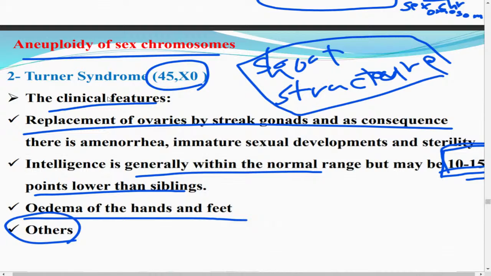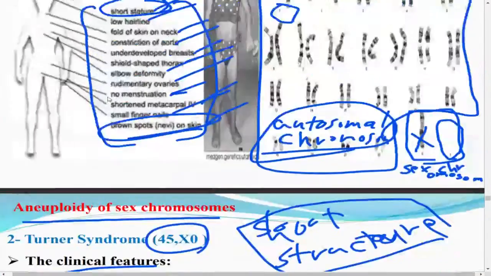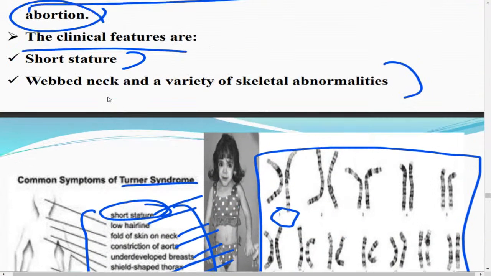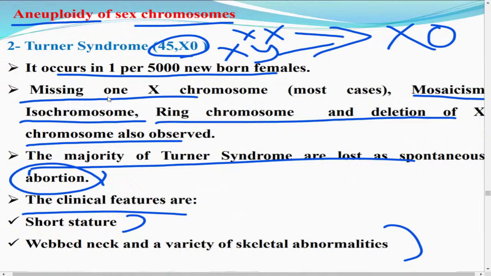This is an aneuploid of sex chromosome with X0, 45 chromosomes, a missing sex chromosome. This was the Turner syndrome, of course, which was a very serious illness, but does not affect the intelligence of the kid. It just makes the human shorter. Turner syndrome occurs in 1 in 5,000 newborn females.